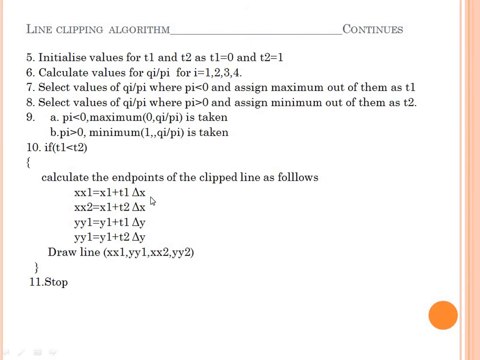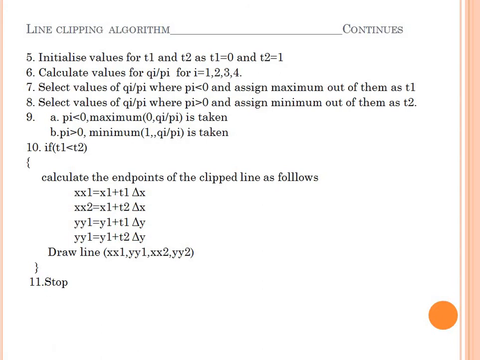x1 is equal to x1 plus t1 into delta x, x2 is equal to x1 plus t2 into delta x, y1 is equal to y1 plus t1 into delta y, and y2 is equal to y1 plus t2 into delta y. Okay, if t1 is greater than t2, then the line is completely outside of the boundary. If t1 is less than t2, then we calculate the x1, x2 and y1, y2 values, and draw the line x1 comma y1, x2 comma y2, and then stop.